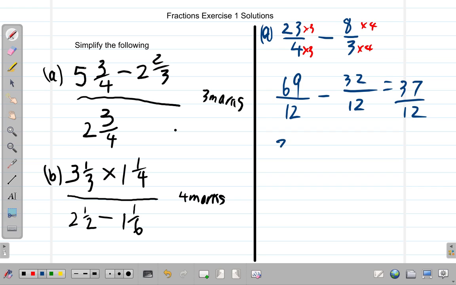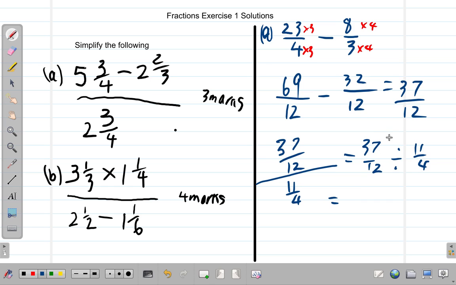What you end up with is 37 twelfths divided by something. Change this into improper fractions. 4 2s are 8, 9, 10, 11, so it's 11 quarters. So you have 2 3/4 becomes 11 quarters. Another way to write this is to say 37/12 divided by 11 quarters. And you remember what to do when you have a fraction divided by another fraction, as in this case. It's 37/12 multiplied by the reciprocal, 4 over 11.